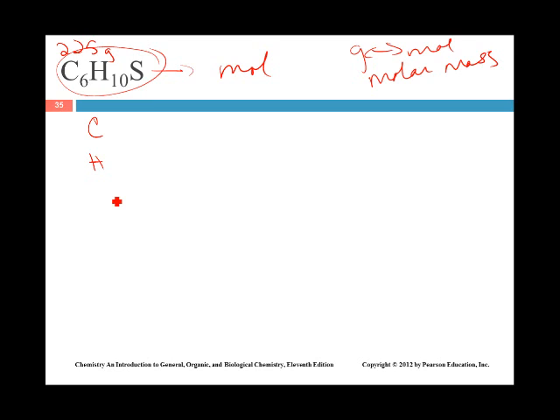So C6H10S. We have 6 carbons, 10 hydrogens, and 1 sulfur. So if we look here, our carbon is right here, 12.01, which makes it 12.0. Hydrogen is next, on the left-hand side, 1.00, which makes it 1.0. And then sulfur is our last one, and that is here, 32.06, which makes it 32.1.